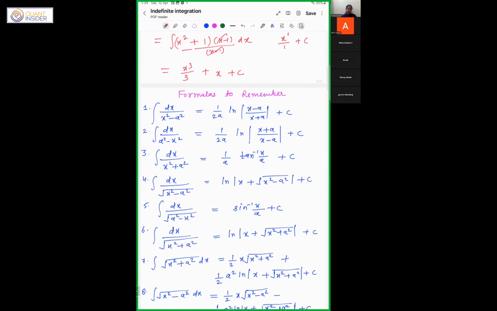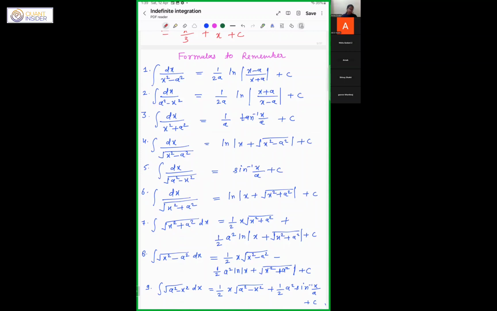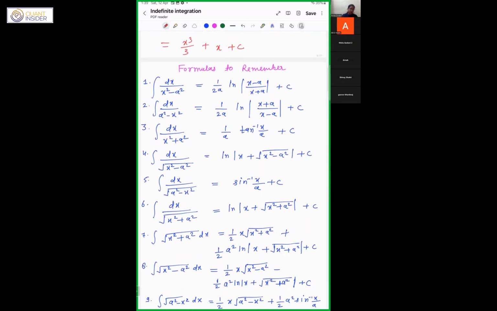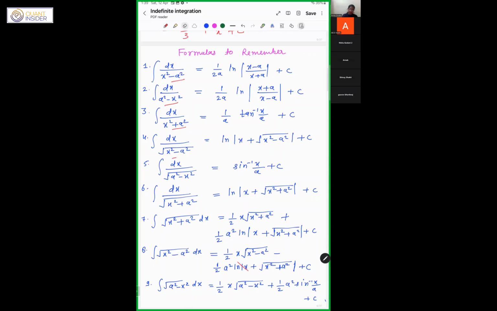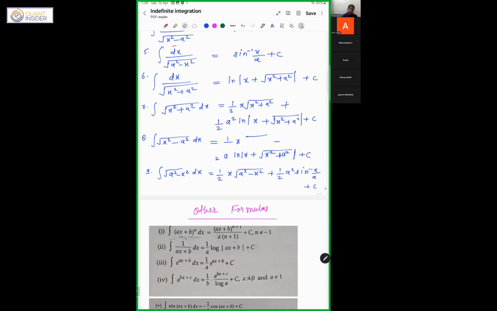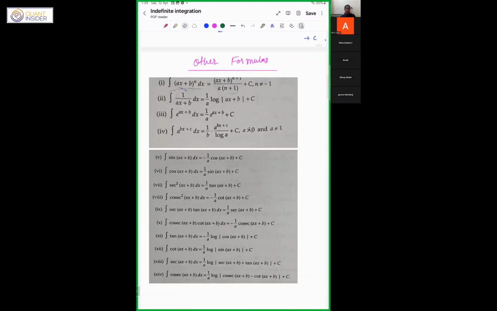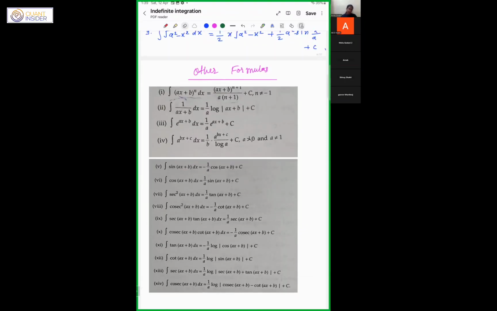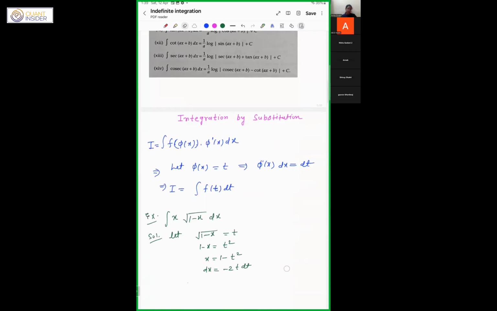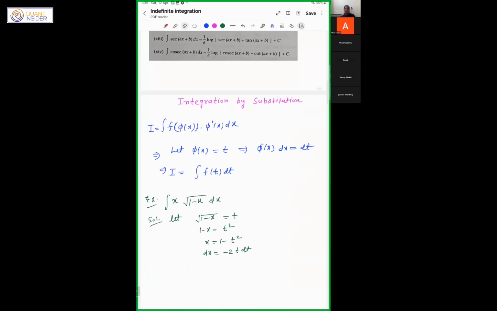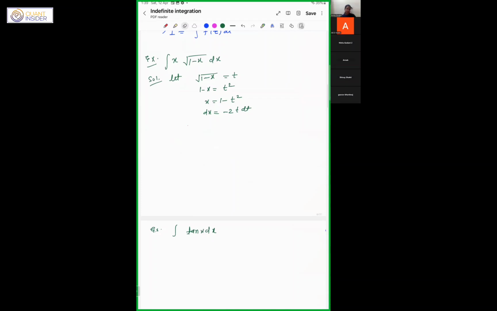Now there are also some formulas for integration. These are of the type x square minus a square, or a square minus x square, or x square plus a square, or there is an under root. Okay, like that. So you must remember all of these. These are some other formulas where these are all functions of ax plus b. Okay, so I'm first going to discuss the method of substitution, integration by substitution. Then I'll discuss some examples.